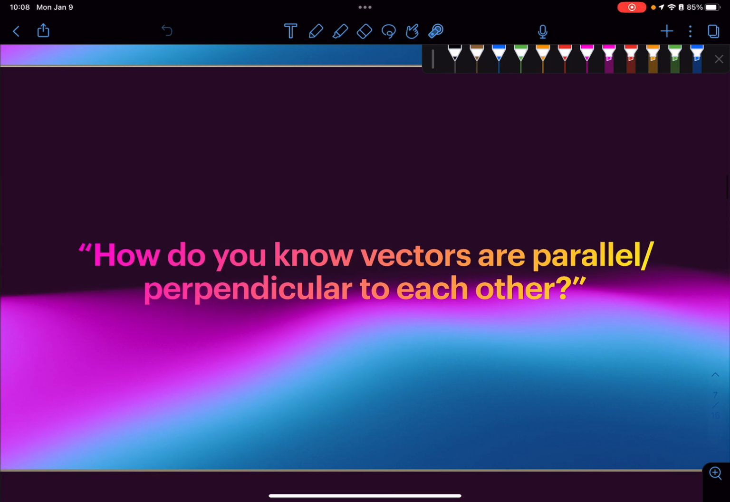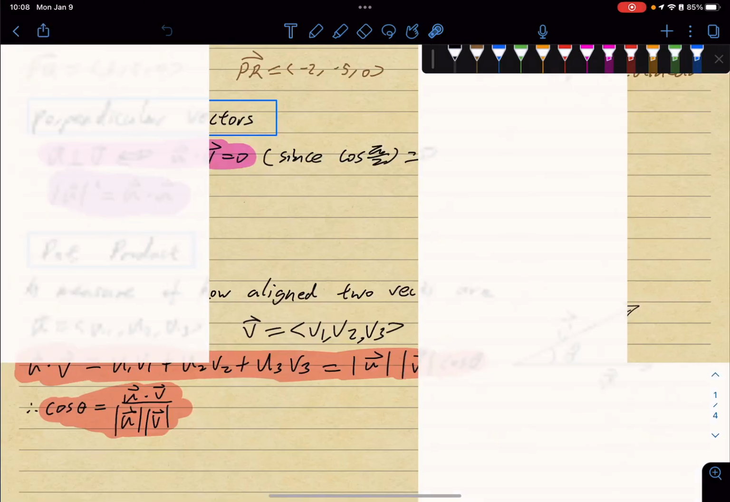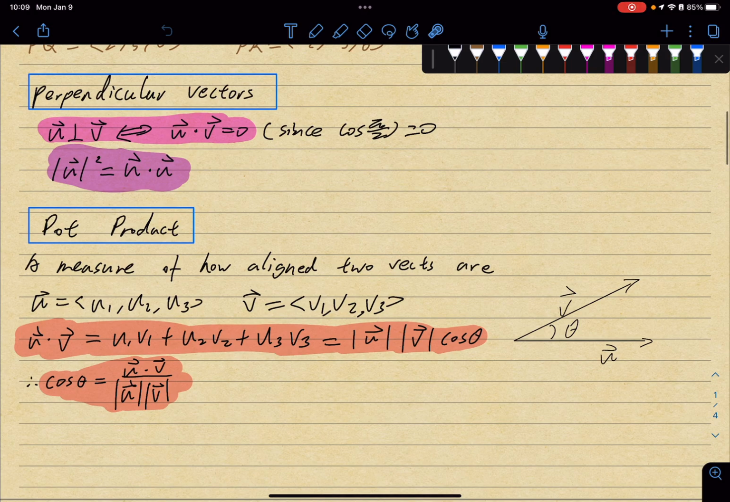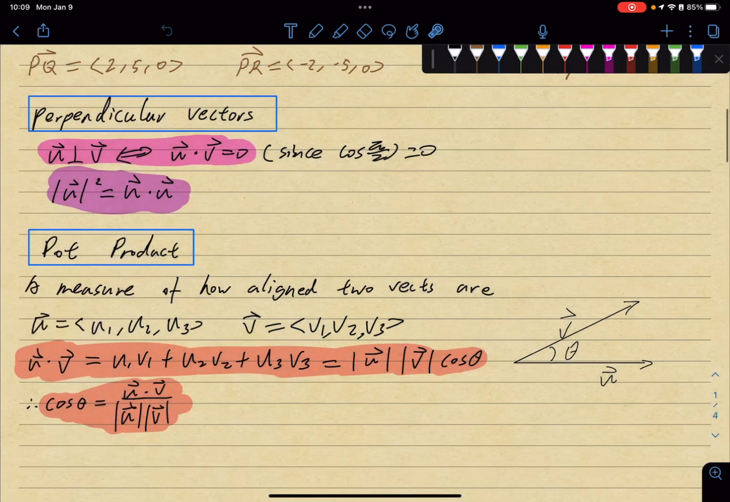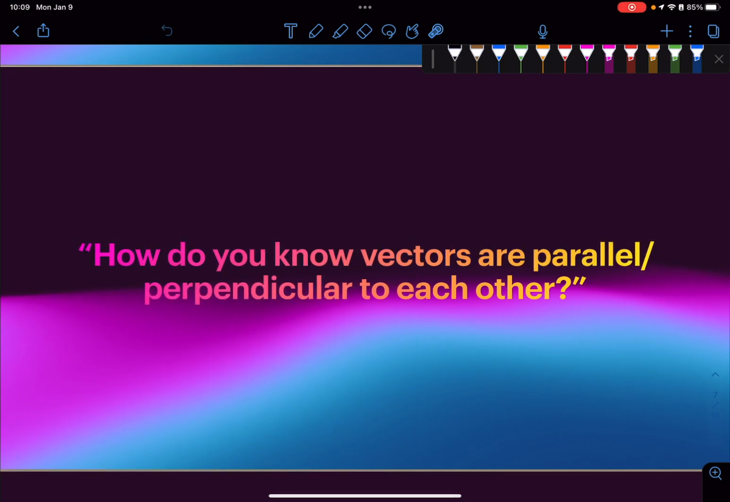All right, how do you know if vectors are parallel or perpendicular to each other? Well, since we have learned about that equation, why not go ahead and take advantage of it? Let's start with the easy one. The quickest way we can figure out if two vectors are parallel to each other is if the vector components are scalar multiples of each other. If you multiply one vector by a scalar, you get another vector. That means these two vectors are parallel to each other. That's as quickly as it gets.